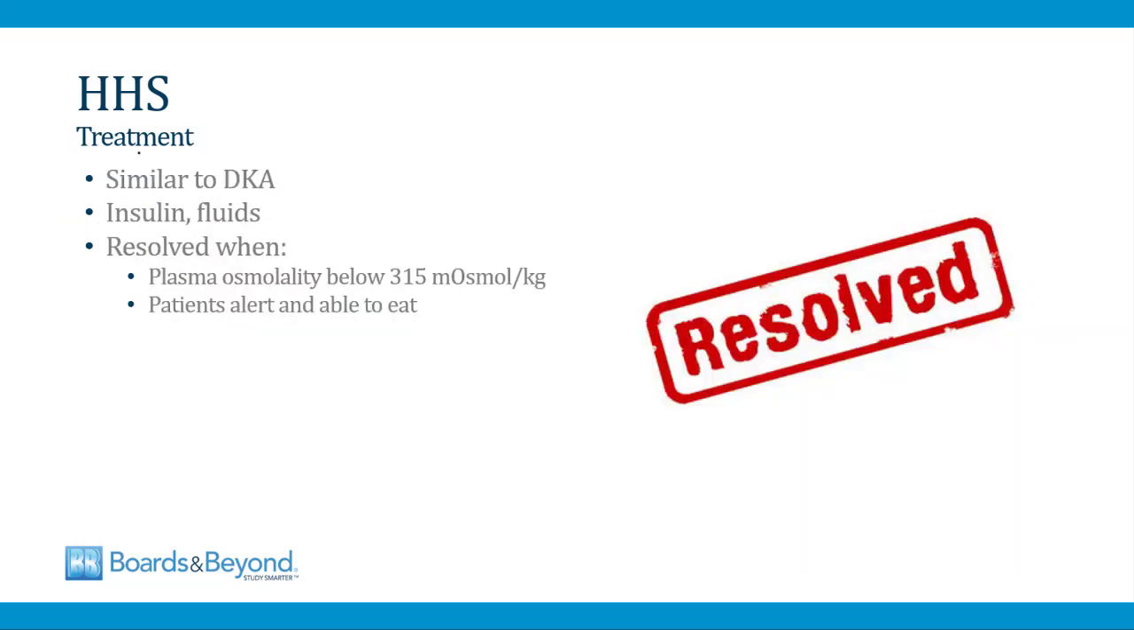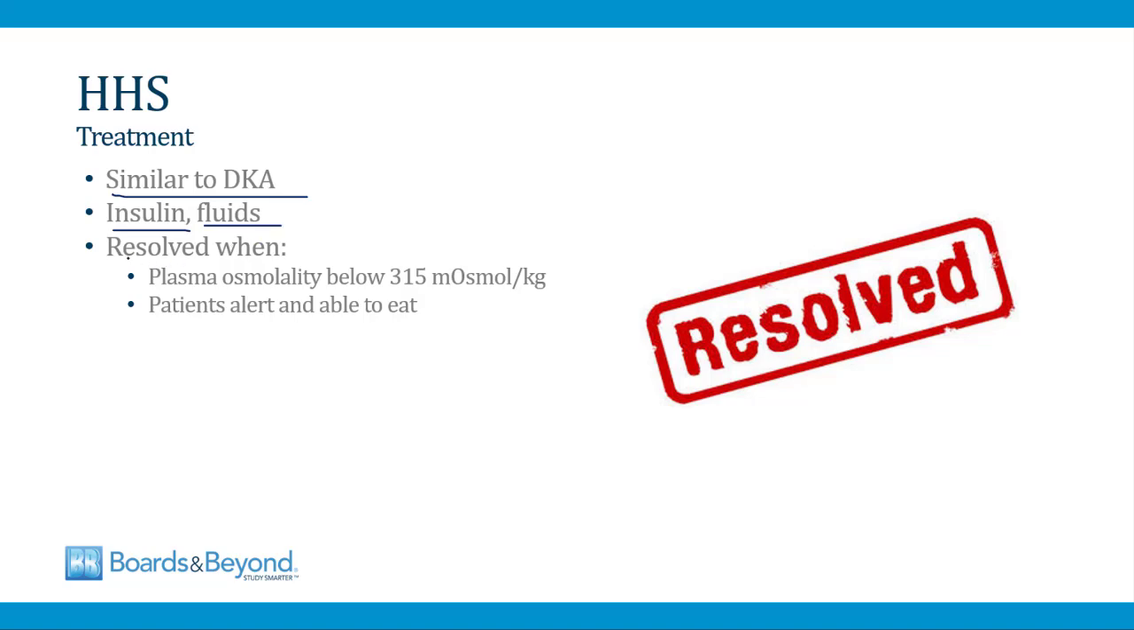The treatment of HHS is similar to diabetic ketoacidosis. It involves insulin and intravenous fluids. However, unlike DKA, there isn't an increased anion gap in patients with HHS, so you don't need to administer insulin until the anion gap has closed because there isn't one to begin with.